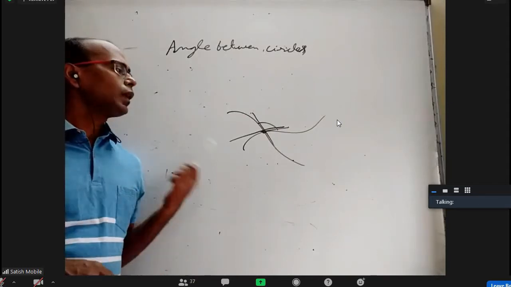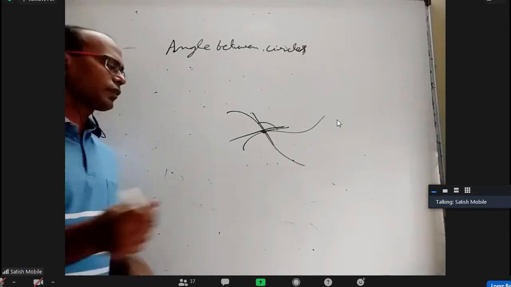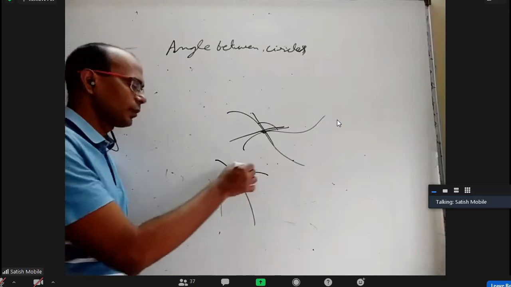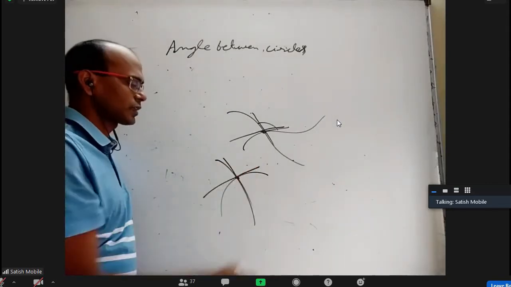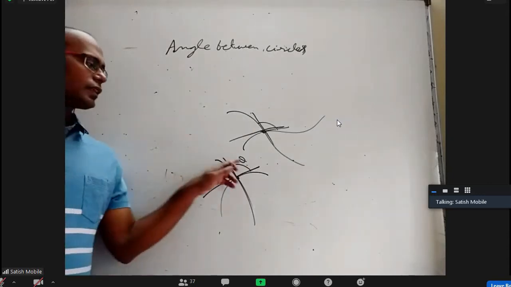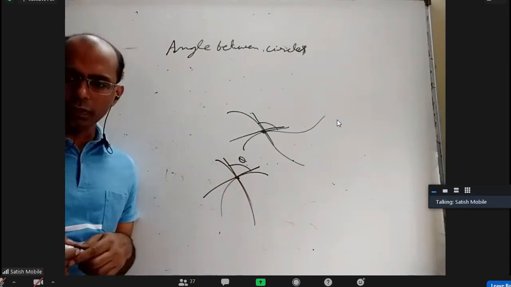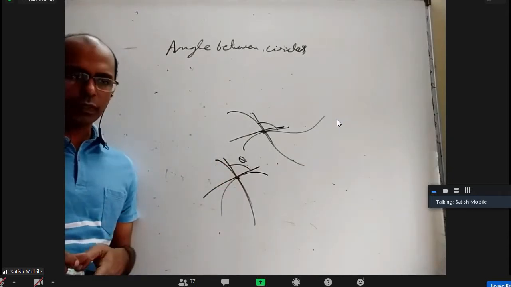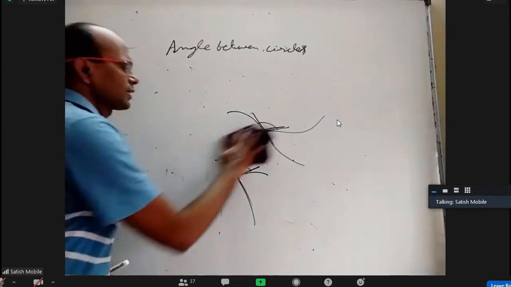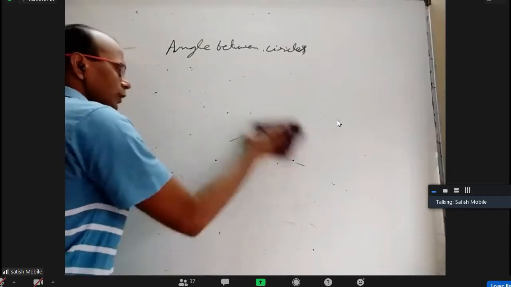Okay. Now, in first year, if you want to find angle between the curves, you have to do a lot of work. First, you have to find the point of intersection. You have to find dy by dx for the first curve, dy by dx for the second curve. If angle between them is theta, then tan theta equal to mod m1 minus m2 by 1 plus m1 m2, right? You have to do that. But in circles also we can do that, but it is not necessary. You can do it in some other way.